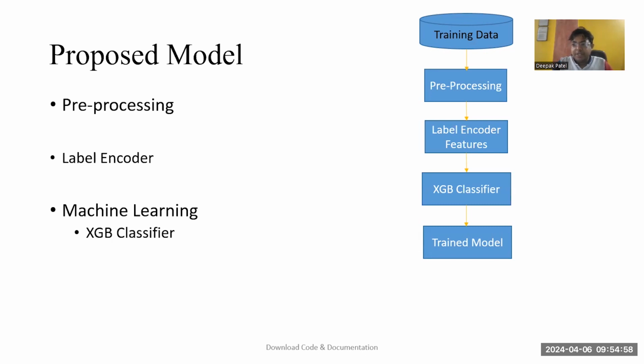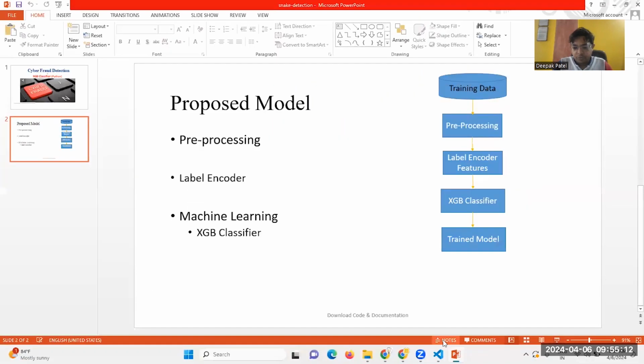Then we use XGB classifier. It's a newer kind of classifier or machine learning model that again uses a decision tree. And after that, we get a trained model. So now we see how this code works.